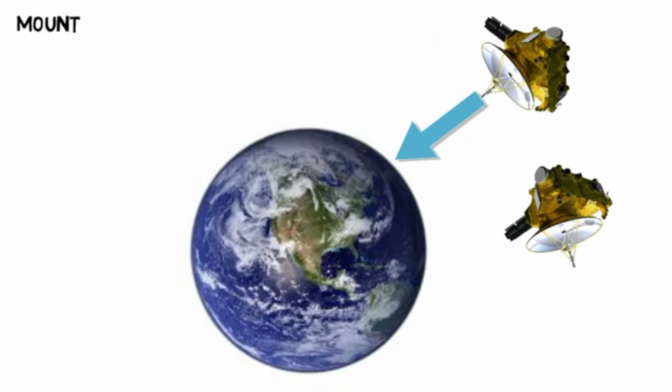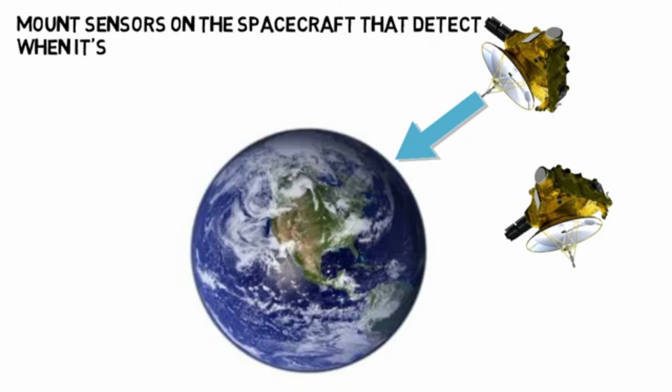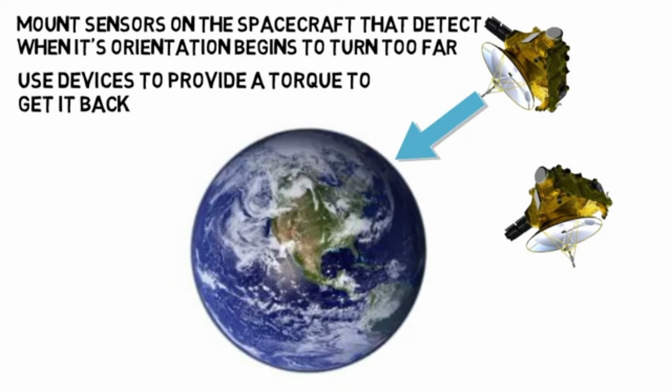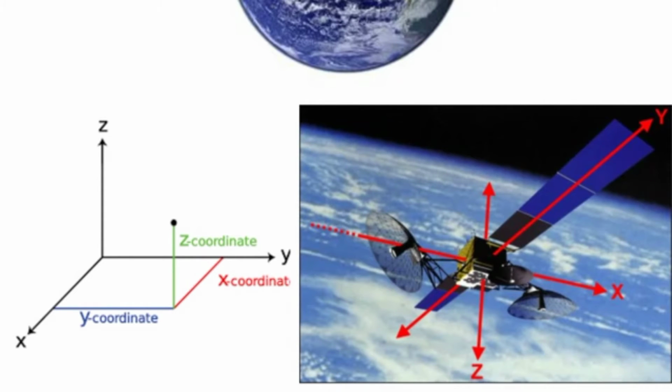Well, we can mount sensors on the spacecraft that detect when its orientation begins to turn too far. Then we can use devices to provide a torque to get it back to the required orientation. In classes, this involves a lot of looking at coordinate systems and different axes to determine how a spacecraft is oriented mathematically.